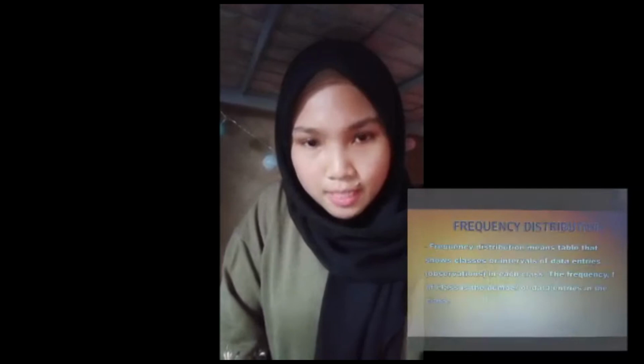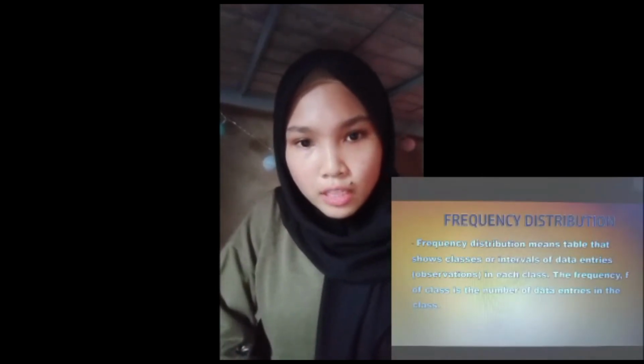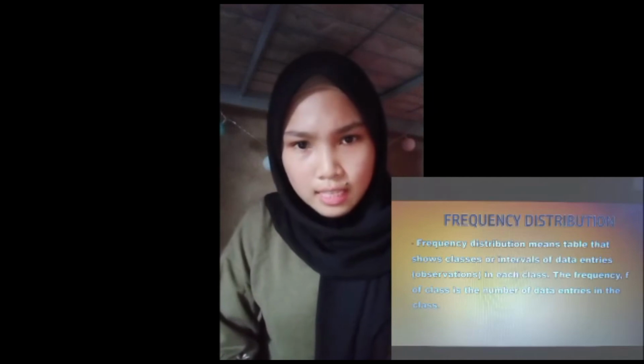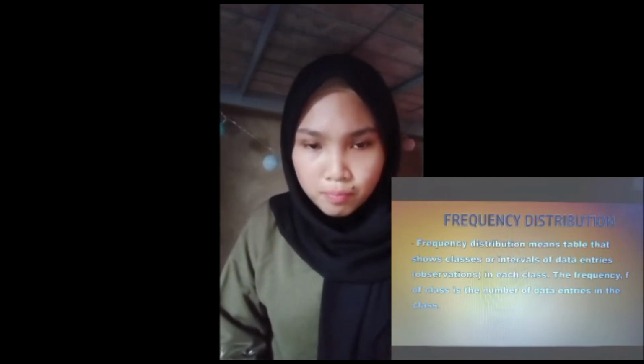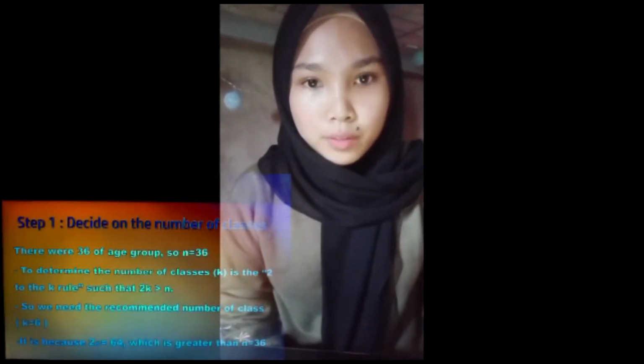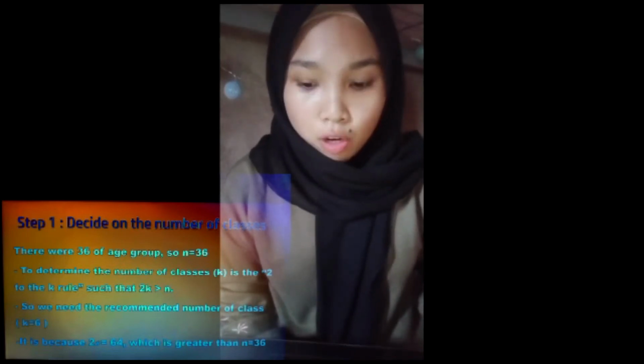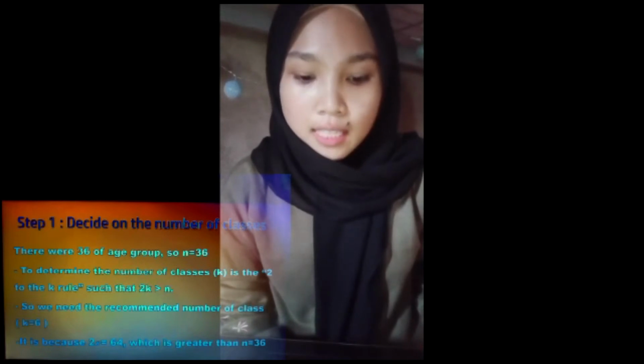The first is about frequency distribution. Frequency distribution means a table that shows class or interval of data entries in each class. The frequency of a class is the number of data entries in the class. There are five steps in frequency distribution. Step 1, decide on the number of classes. There were 36 of 8 group, so n equals 36. To determine the number of classes, k is the 2 to the k rule, such that 2 to the k is greater than n. So we need the recommended number of classes k equals 6. It is because 2 to the power of 6 equals 64, which is greater than n equals 36.